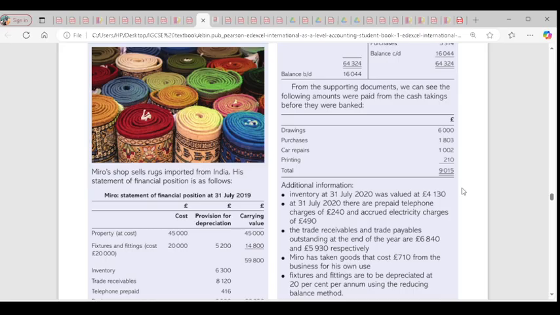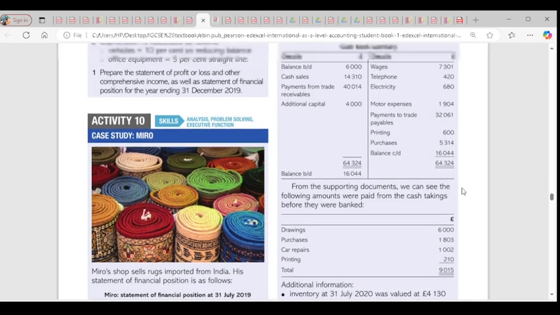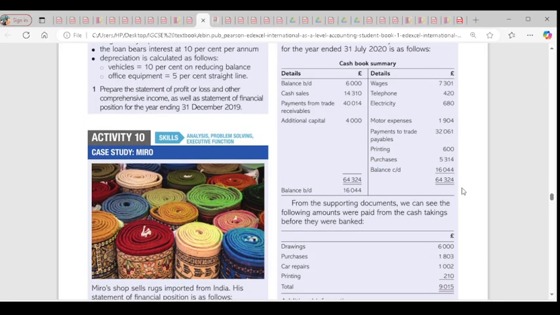It's easy. We have revenue. Revenue from the trade receivables is 38,734. And then we have the cash sales, from the cash takings. Cash takings is 9,015. The value for cash sales is here on the debit side of the cash summary, 14,310.